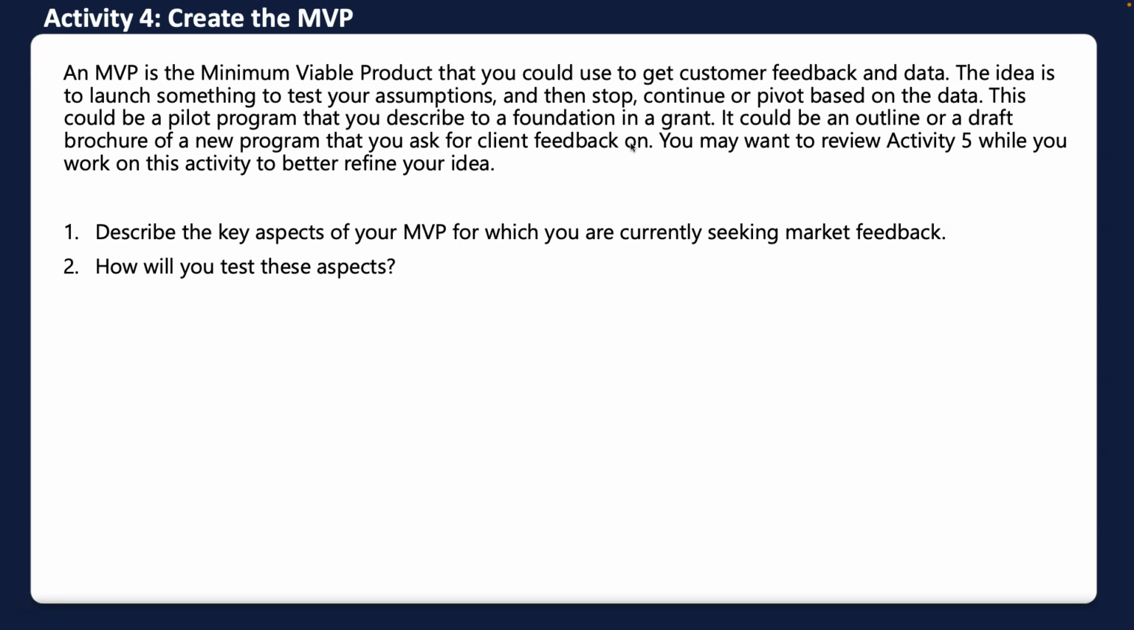So what you're going to be asked to do in this section, the first thing, is describe the key aspects of your MVP that you're going to seek market feedback on. Seeking market feedback is saying, hey, I've got this idea, this minimum viable product. I want to run it by my stakeholders and see what they think about it. And then you want to think through how you're actually going to test that assumption to see if it's true or not.